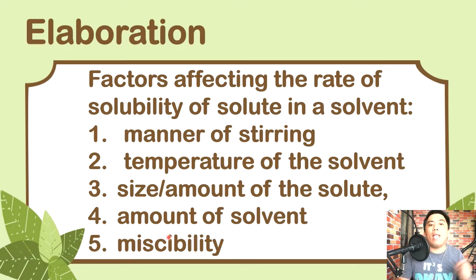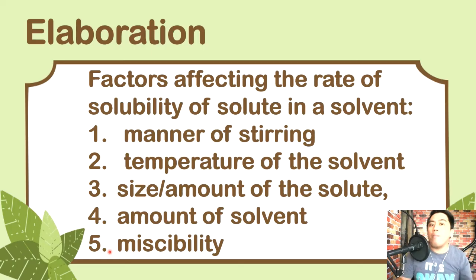Kaya nga tandaan, amount of solvent. Kung ikaw ay magtitimpla for example ng juice, para mas mabilis, saan mo tutunawin? Sa isang pitsel o sa isang baso? Of course, sa isang pitsel. Kasi ang amount of solvent affects the rate of solubility. Ibig sabihin, mas mabilis ang pagkatunaw ng mga solute sa mas maraming solvent.